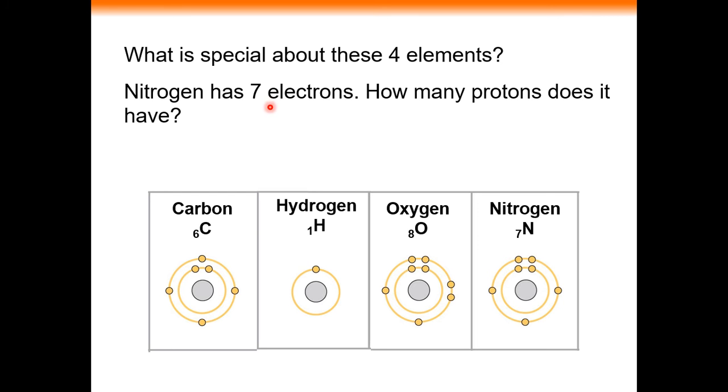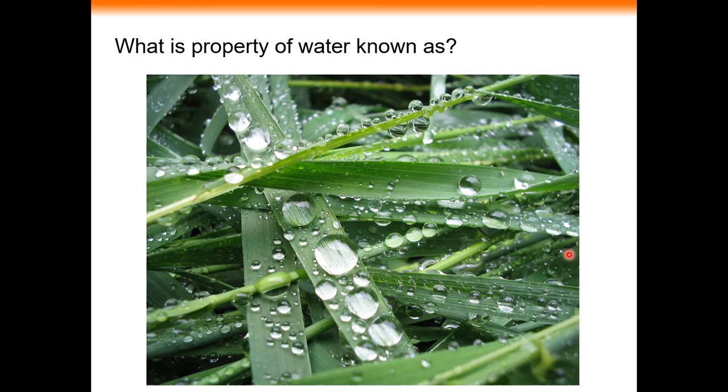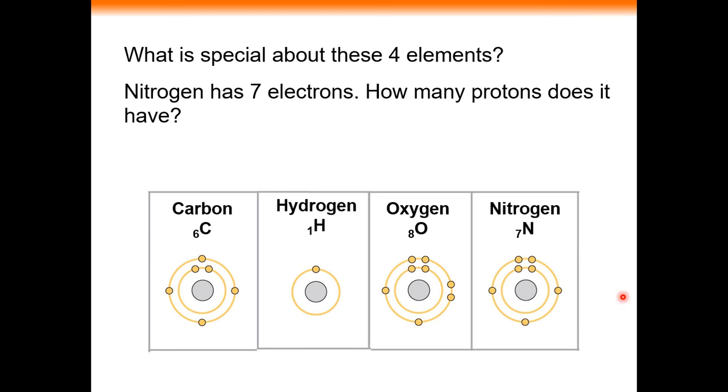So nitrogen here has 7 electrons. How many protons does it have? If it has 7 electrons, it has 7 protons, right? Because it's electrically neutral. And you look at this. This is just an extra question that I think would be kind of cool here. How many valence electrons does nitrogen have? You don't have to remember it. You just got to look at this picture.